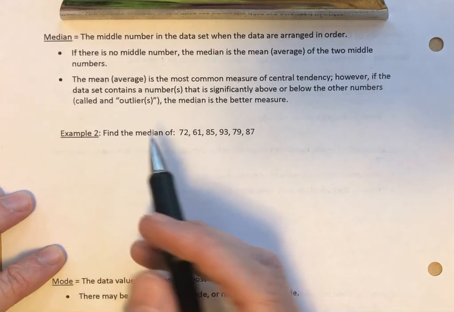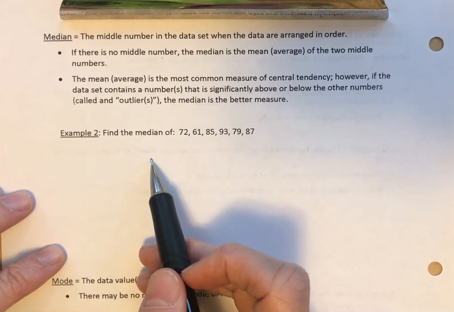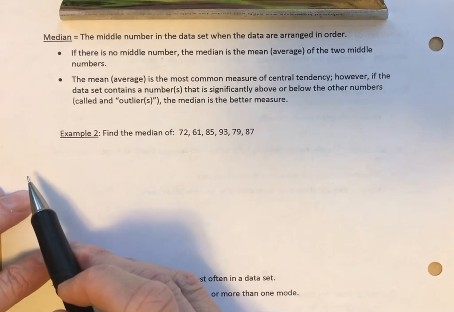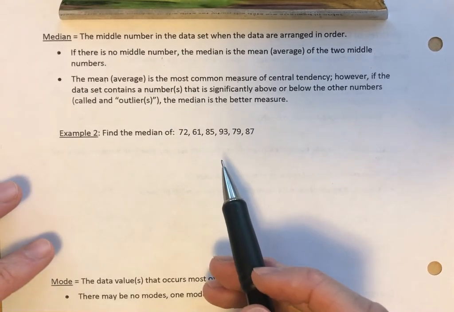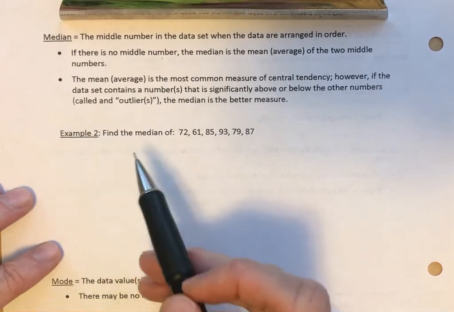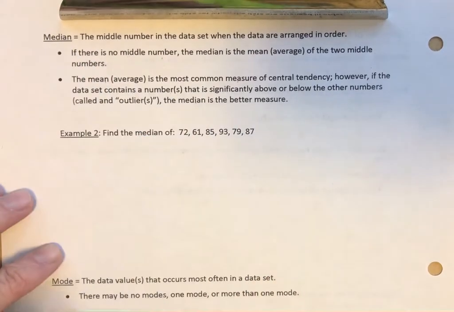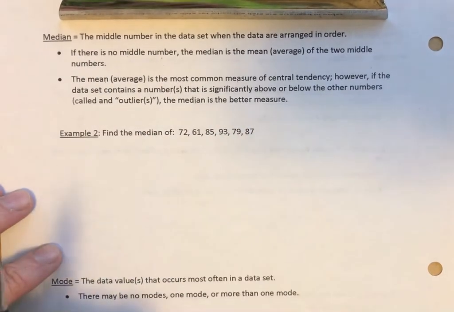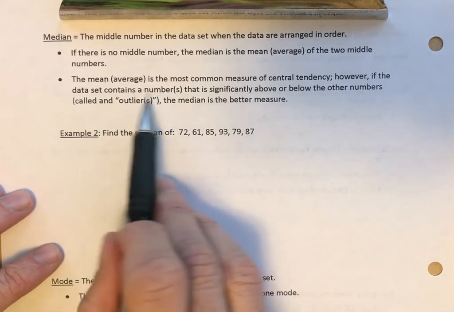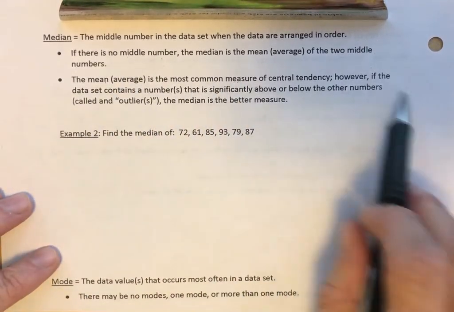So if you have four test scores that are in the 90s, 92, 95, 93, and 91, and one test score that's in the 60s, well, that test score in the 60s is really different. It's significantly below the other four test scores. And so in that case, the median would be the better measure of a central number, because that low test score would make the mean very low or pull it down a lot. So you want to keep this in mind.